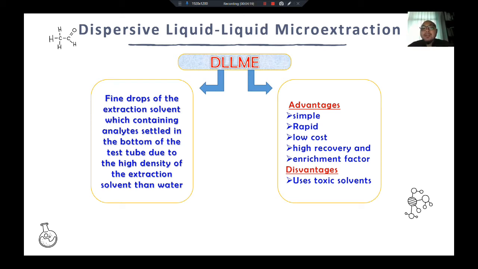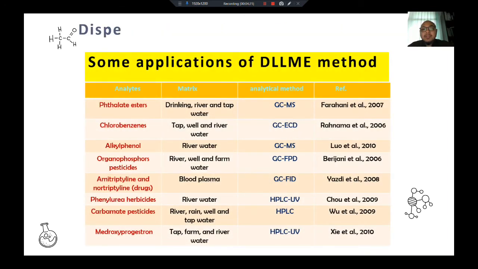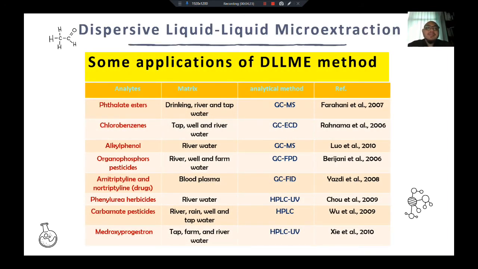Okay, so there are a lot of applications, for example analyzing phthalates, esters, chlorobenzenes, and so on, in a number of matrices and using a number of instruments. A lot of applications have been developed for DLLME.